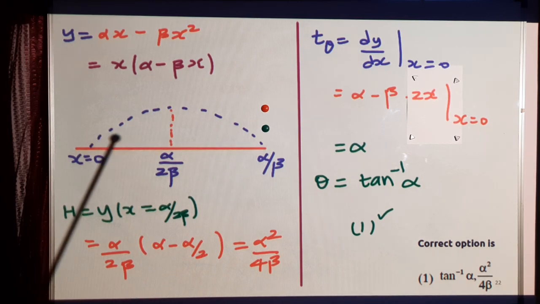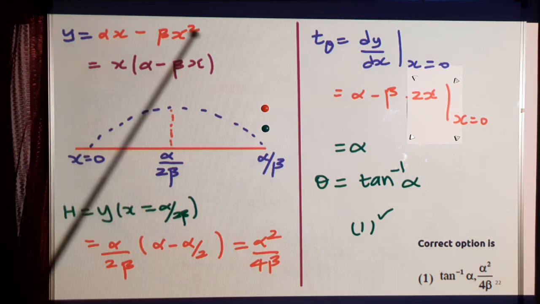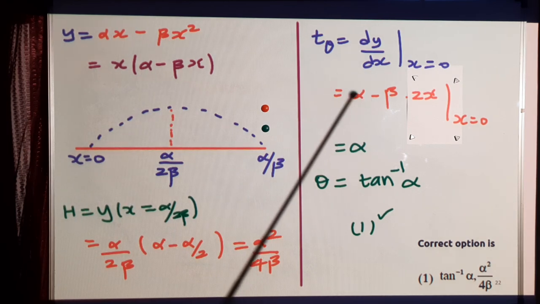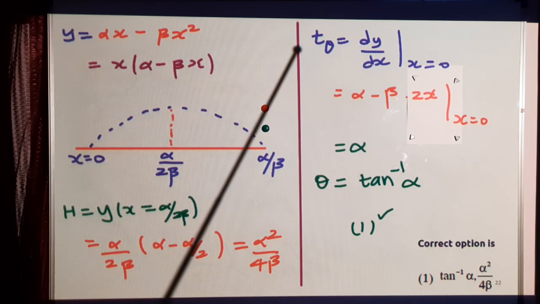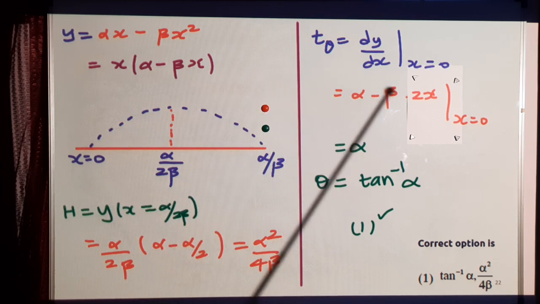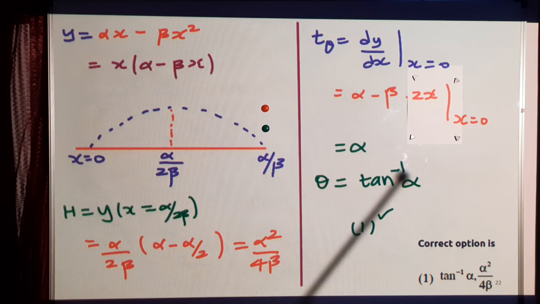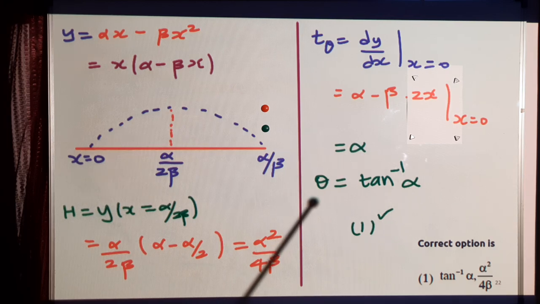The inclination of the projectile motion is dy by dx, and that relation is given by y versus x. So from this I get dy by dx as this one, and theta is at time t equal to 0. That is the same as x equal to 0, because at time t equal to 0, x is 0. So if you put x equal to 0, you will get alpha. So theta is tan inverse alpha.